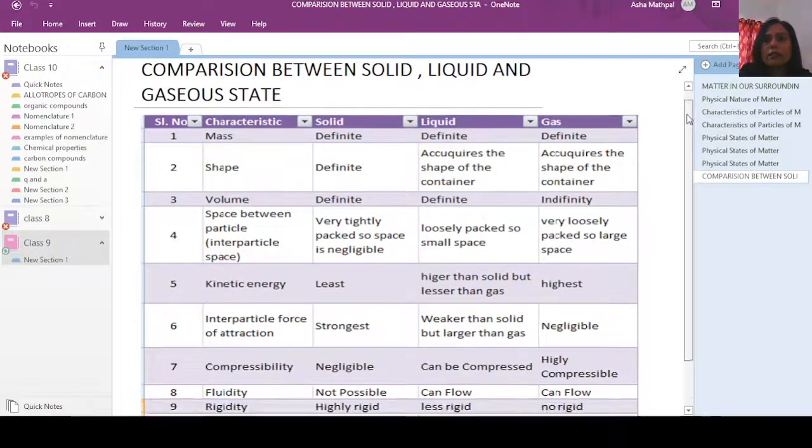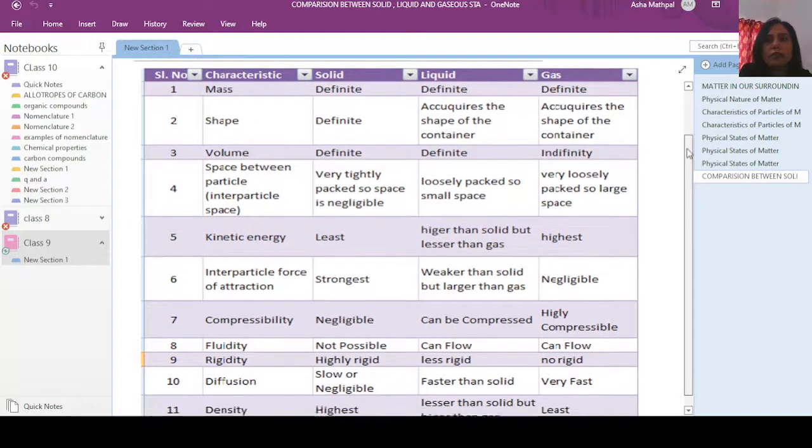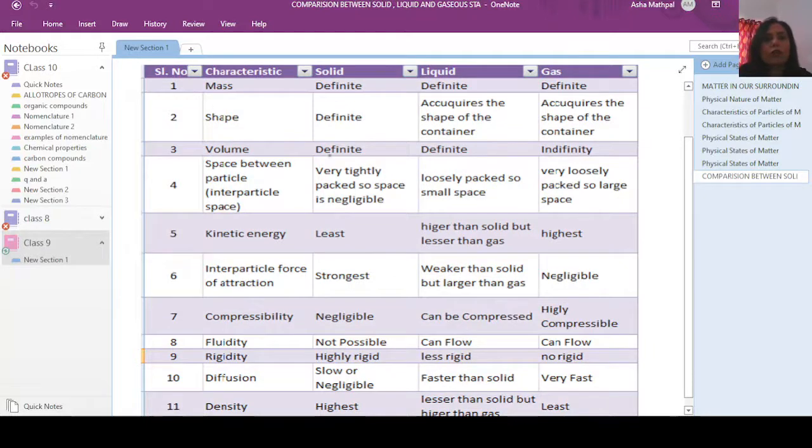Now here in this case, as you are seeing, we are discussing very simple characteristics of the solid, liquid and the gaseous state. Mass, of course the solids have got a definite mass to them, liquids have got a definite mass to them, and gases also.